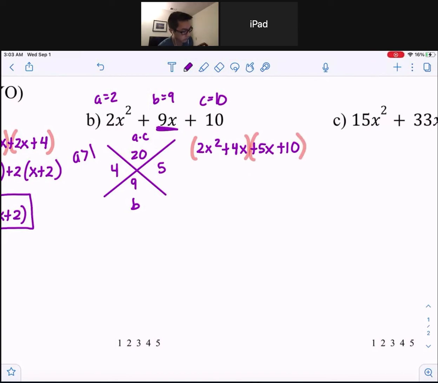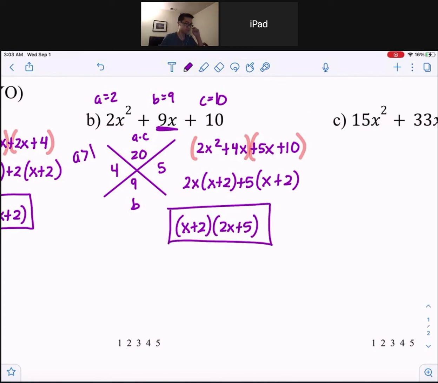Okay. Factor out the GCF from this group. We can factor out a 2x to get x plus 2. Factor out the GCF from here, which is 5. Divide each one by 5. X plus 2. We can factor out an x plus 2 from each. So x plus 2. And then what are the leftovers? The 2x and the plus 5. Okay. And then you guys rate yourself.